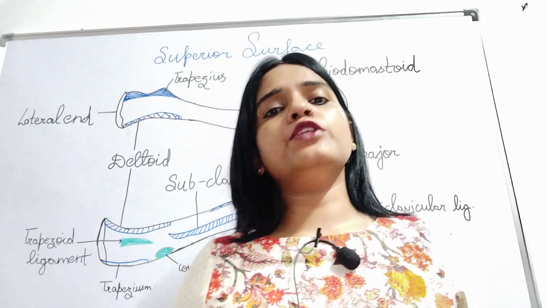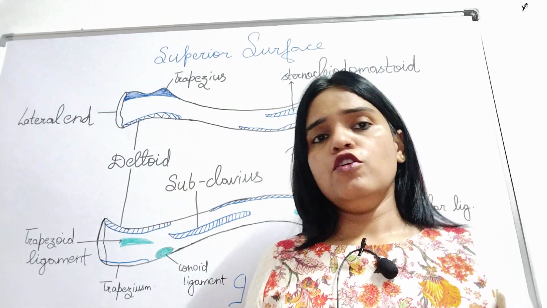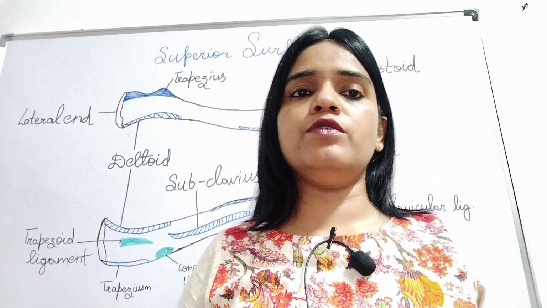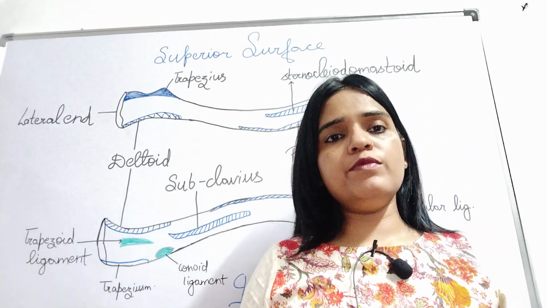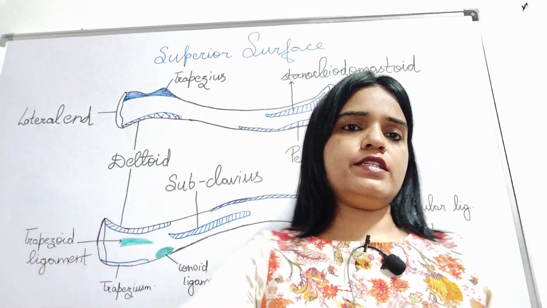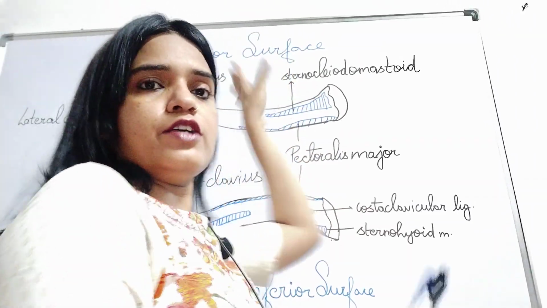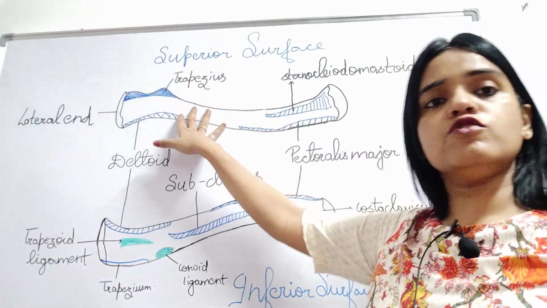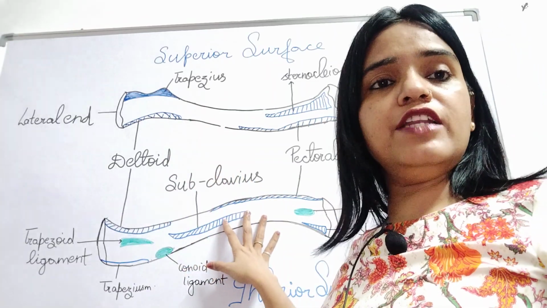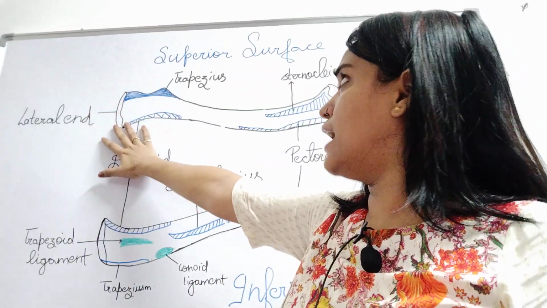So today we are going to study about the muscle attachments of the clavicle. So this diagram which I have drawn here is sufficient to tell you about all the muscle attachments of the clavicle. So let's study this diagram. First of all, this one is indicating the superior surface of the clavicle, and this is the inferior surface of the clavicle. This is the lateral end.